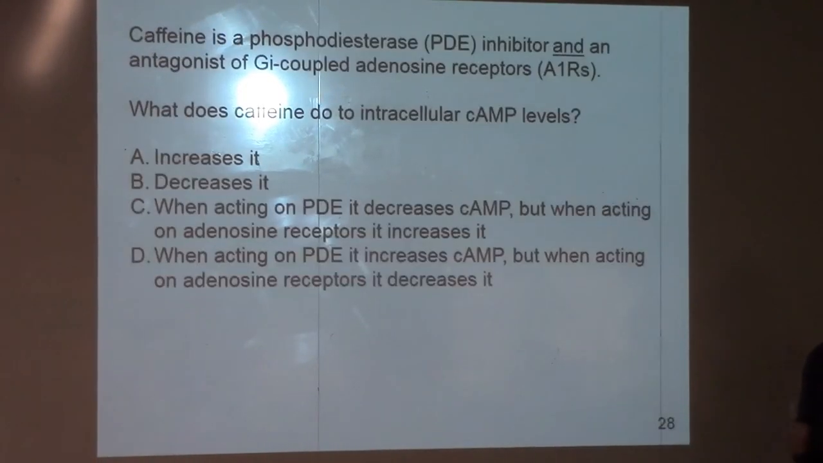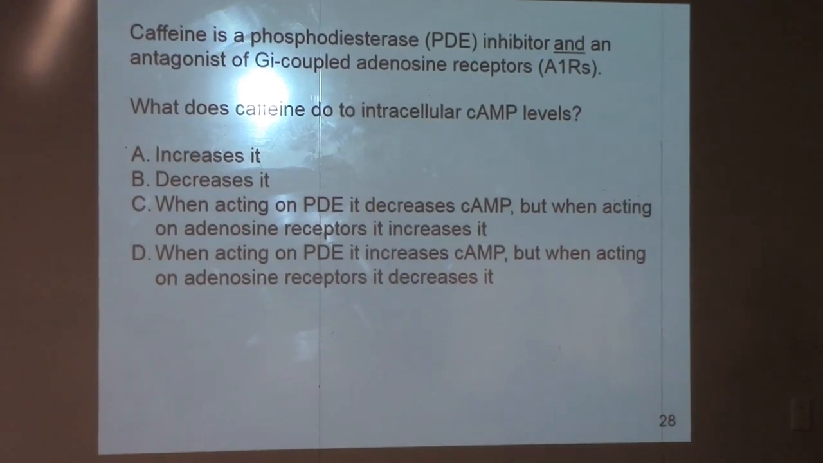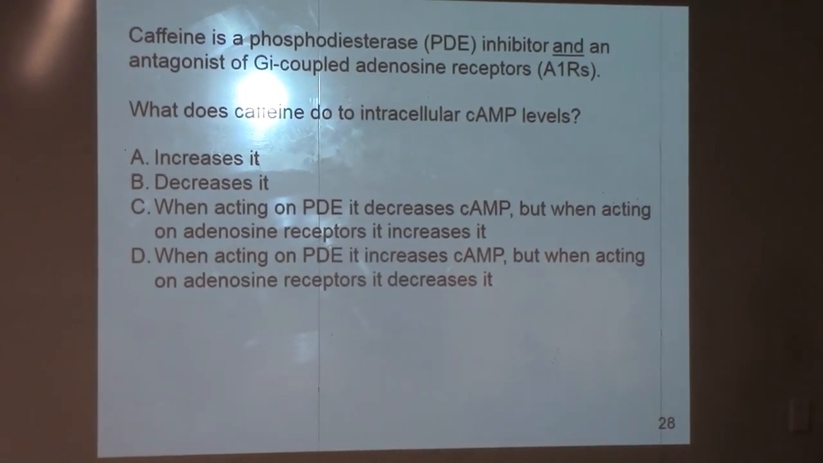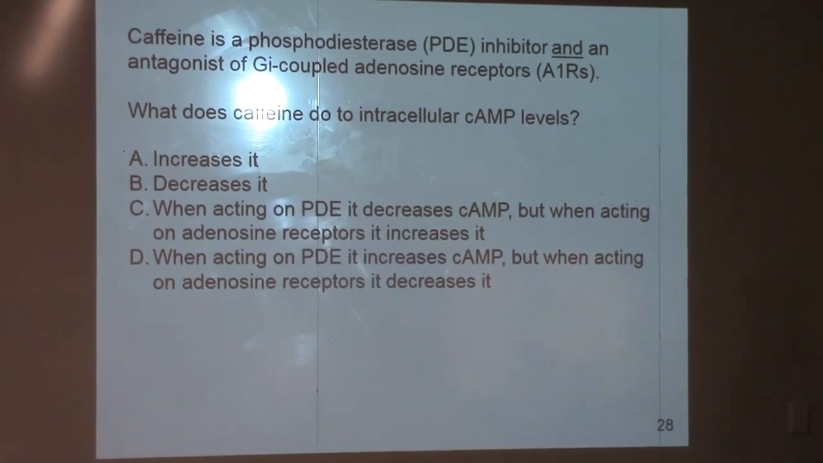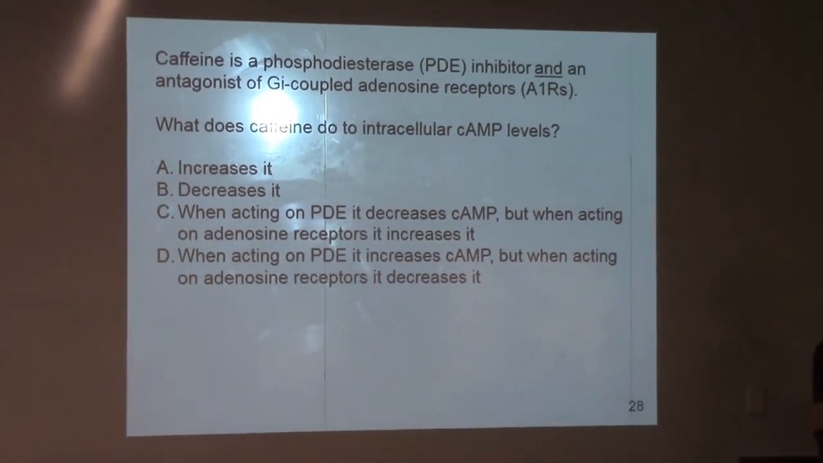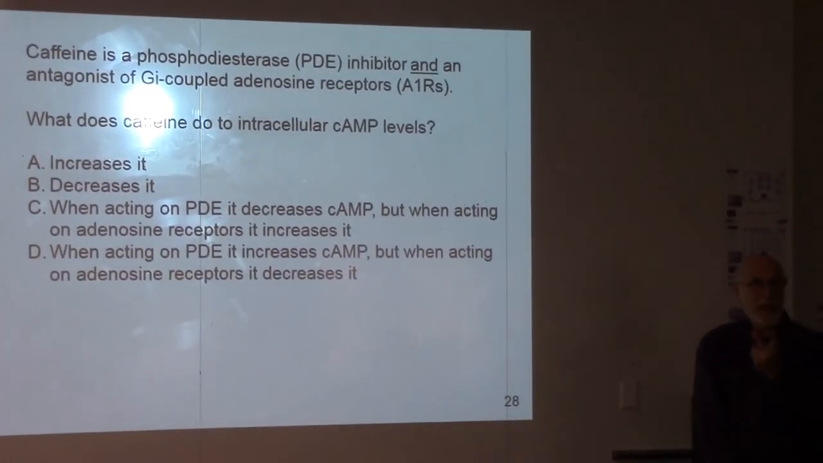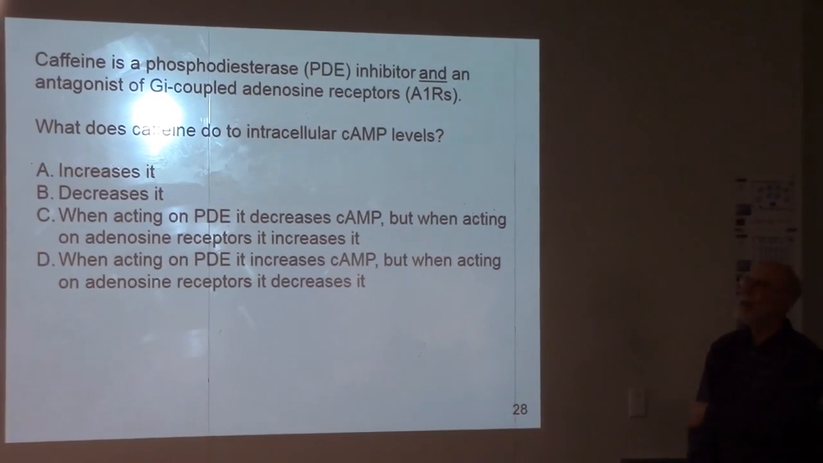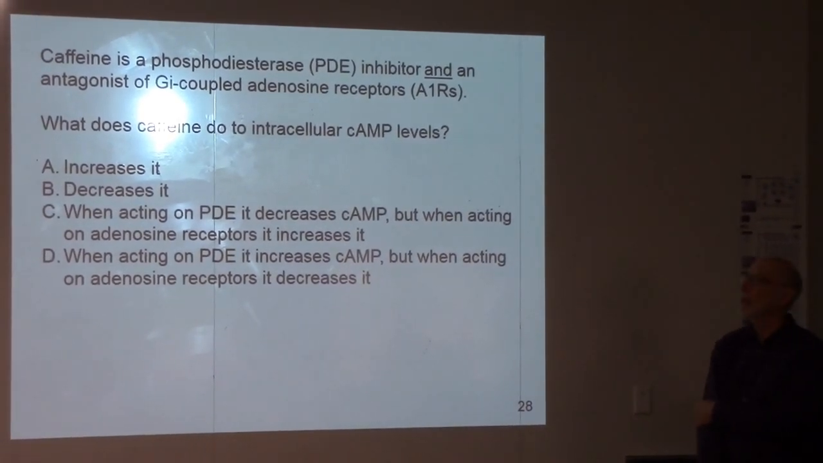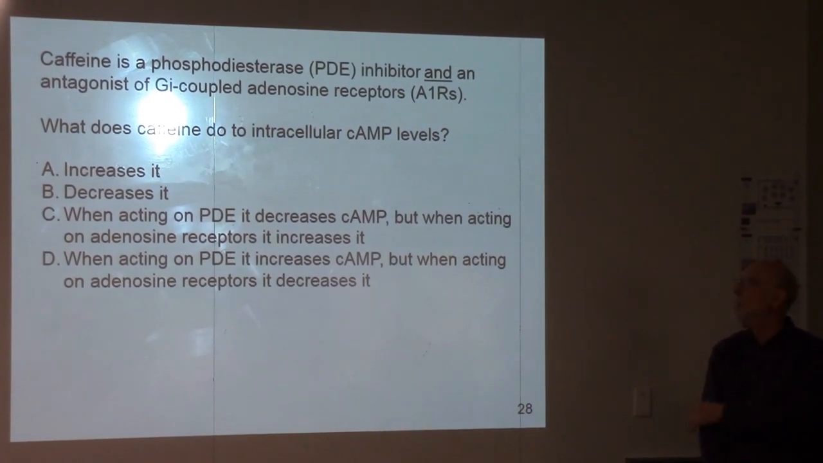So let's do a clicker, and then we're not going to get to GQ, but we'll get to GQ on Thursday. So caffeine, some of you have dosed yourself with caffeine already this morning. Caffeine has two actions. It is an inhibitor of phosphodiesterase, and it is an antagonist of a receptor that is coupled to GI. What does caffeine do to your intracellular cyclic AMP levels?